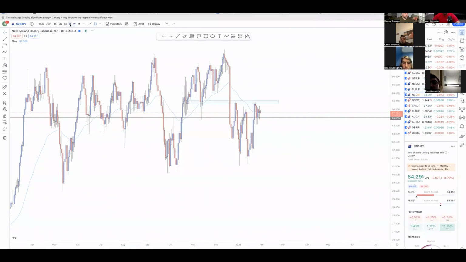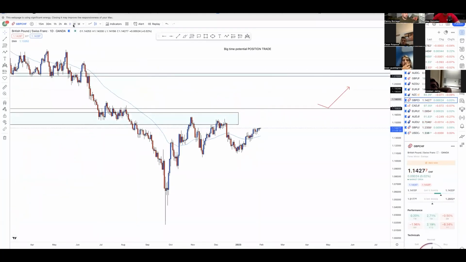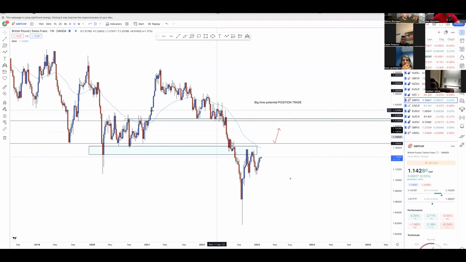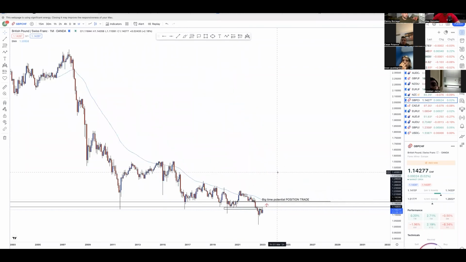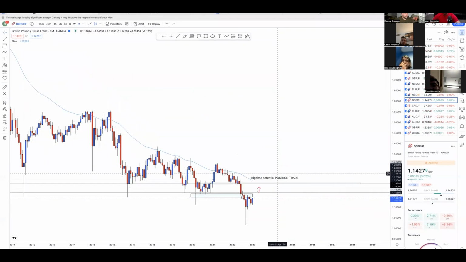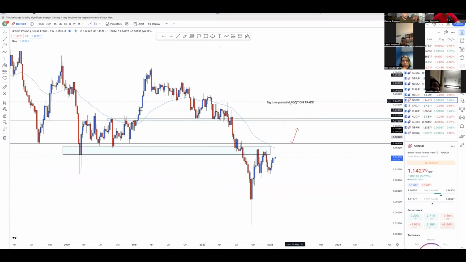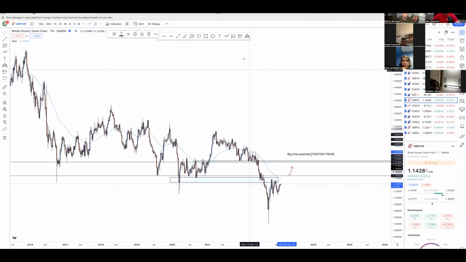NZD JPY, not interested in it. GBP CHF, bro, this pair, man. I used to make a lot of money on this, but it's just been plain lately. If you notice, it's under the lowest point it's ever been in the history of its existence or TradingView's existence. I just need it to get above this. If it gets above this support level, it historically is just going to go up. So it's a big potential position trade. I'm going to take this as a position trade, not a day trade or swing trade. I'm going to buy this and set and forget it.